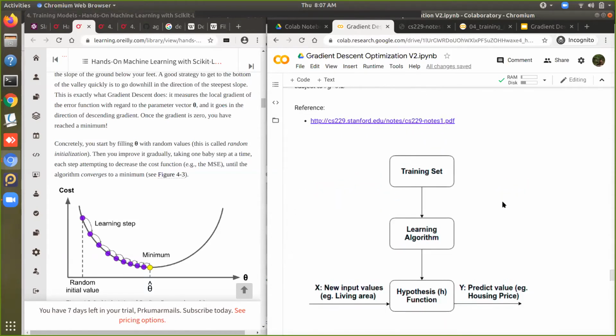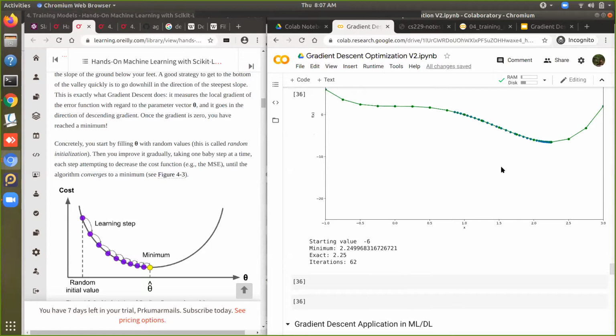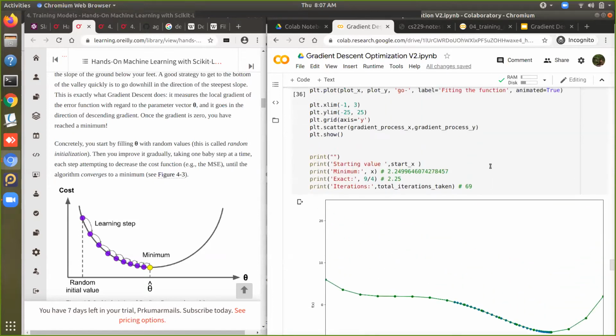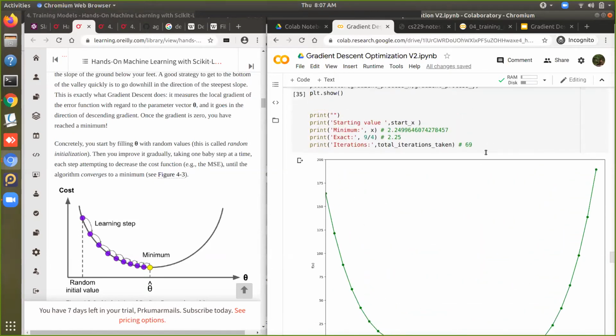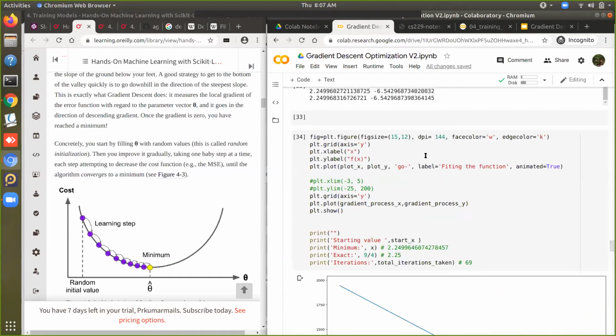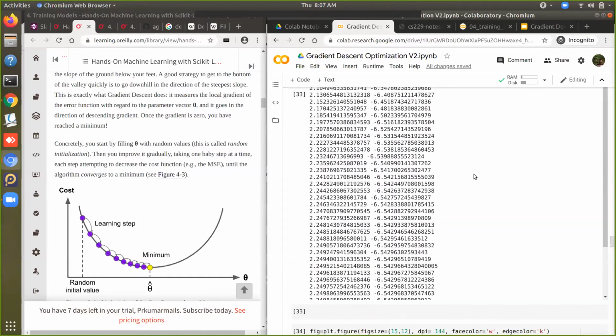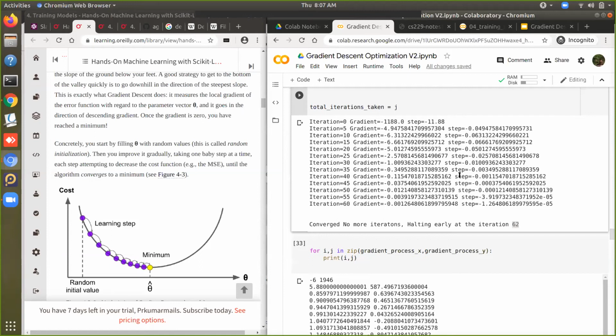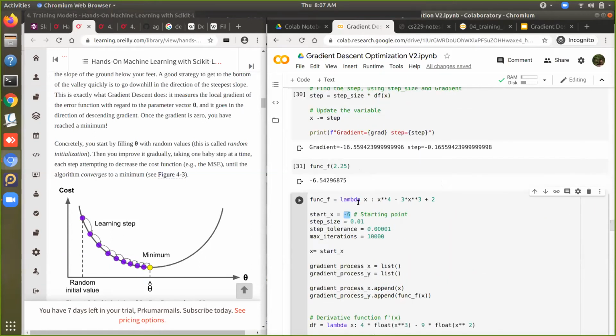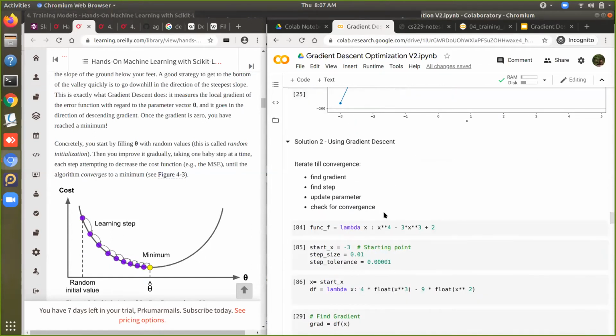What's the point here is, if it is gradient descent, we should remember 4 steps. The four steps are: find the gradient, compute the step, update the parameters, then check for convergence. So these are the 4 mandatory steps in gradient descent.